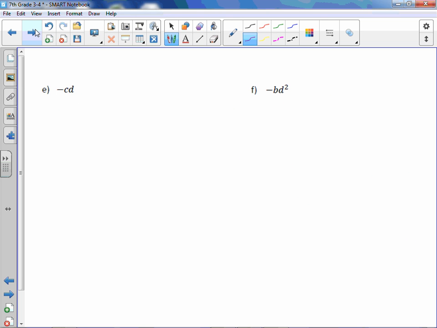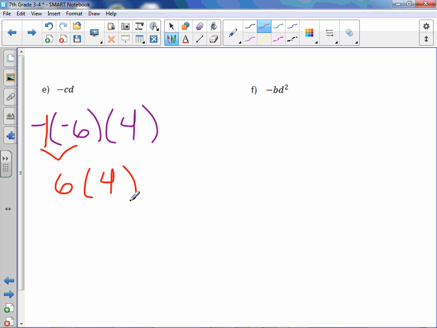Letter E, negative C times D. Bring down that negative sign and leave your parentheses for C and D. C is negative 6 and D is 4. And remember again, there's that invisible negative 1. So we could even start over here and take care of that right away. Negative 1 times negative 6 is positive 6. And bring down the positive 4. 6 times 4 is 24.